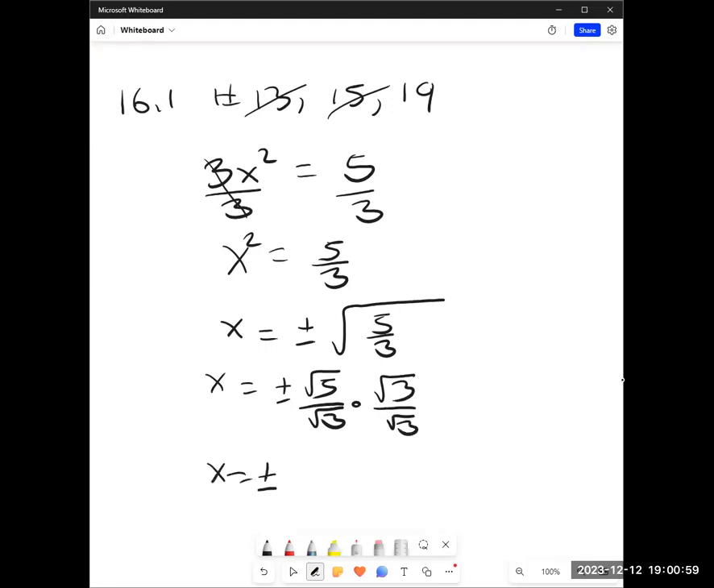So x is plus or minus square root of 5 times 3 is 15. Square root of 3 times square root of 3 is going to be 3, and that's our rationalized answer. So x is equal to negative root 15 over 3, comma, positive root 15 over 3. Those are our 3 example problems for this topic.